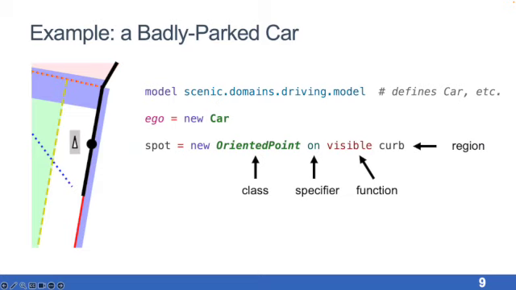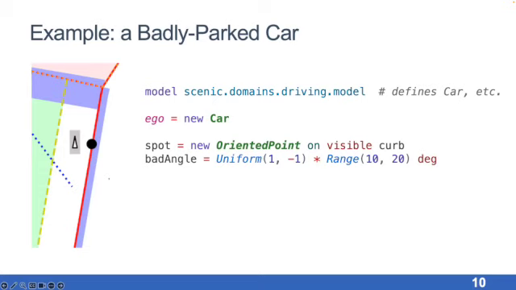Okay, and it's oriented. This part is not so obvious here, but actually Scenic knows that the default orientation to use for something sampled from the curb should be parallel to the curve. And that will come out. Question.